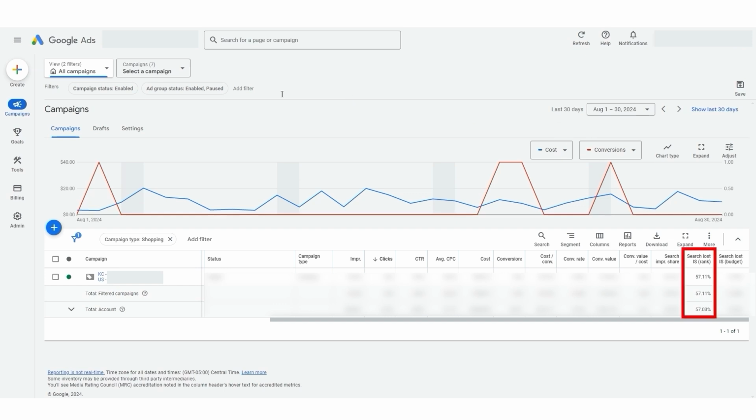Search Lost IS by rank shows you how often your ad isn't showing because your ad rank is too low. Ad rank is how Google scores your ad in every auction. It looks at your bid, the quality of your product data, and your landing page. If this number is high, something in your setup needs work. Either your bids are too low or your product data isn't strong enough for Google to trust showing it. Search Lost IS by budget tells us how much our current budget cap may be holding us back from showing ads. The lower the percent, the better here.